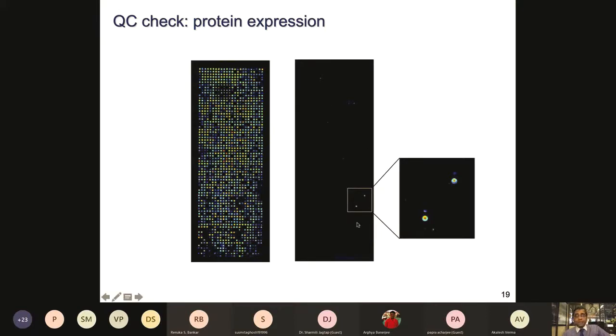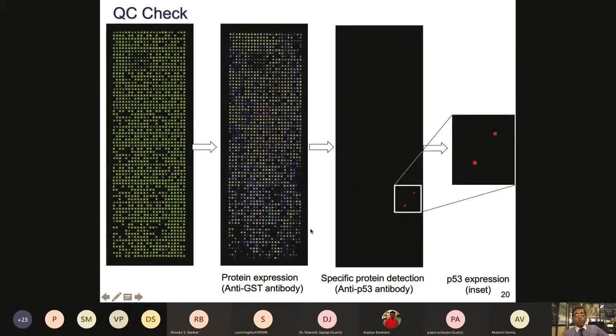The next slide shows that you can also look for a specific protein response. For instance, on this slide there are 2 spots of P53. If I use anti-P53 antibody, they are only showing up here. So it means the proteins are getting expressed, and the expression is quite unique and very specific as well, because we can see specific protein expression for this particular protein on the array, and nothing else is lighting up.